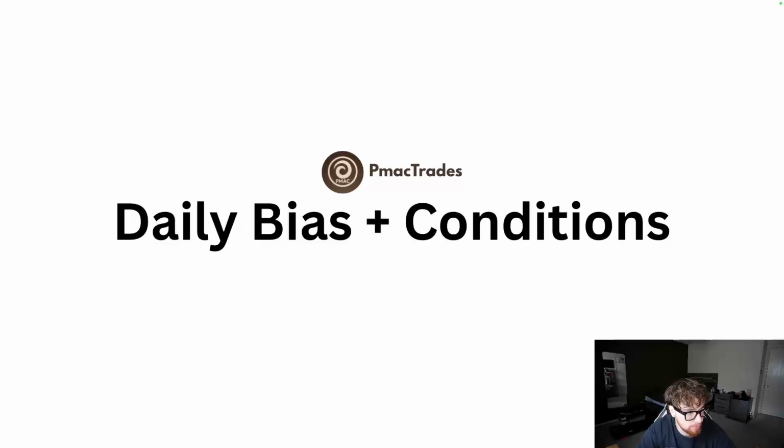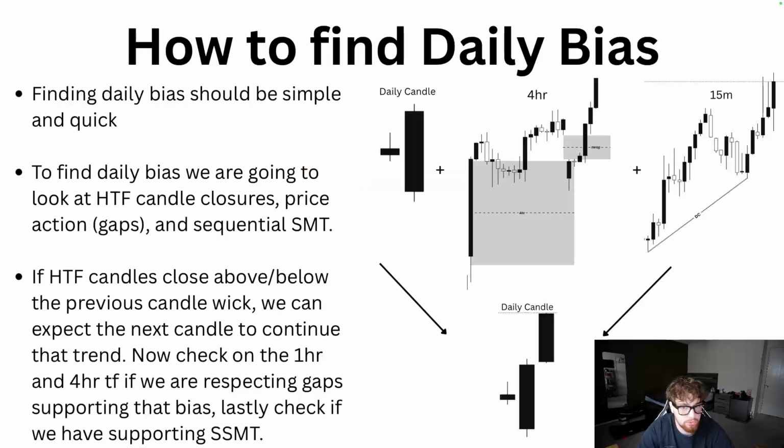So obviously, every trading day, before you're even looking for a trade, you have to either have a daily bias going into the day or a condition set so that you know which direction you want to trade. And honestly, it's a lot easier to find than a lot of traders make it out to be. It should take you no more than 3, maybe 5 minutes a day before the market opens to figure it out. So let's get into it.